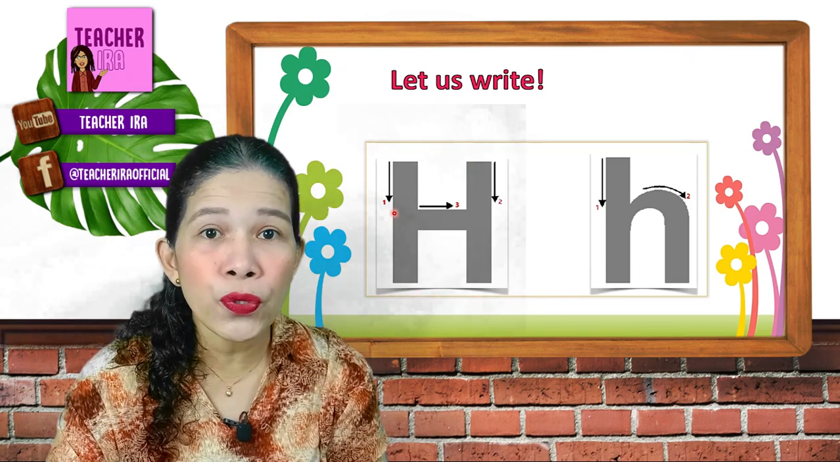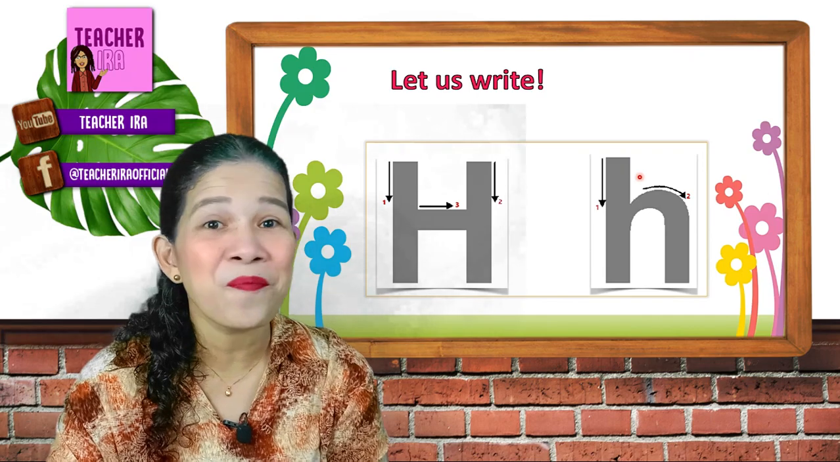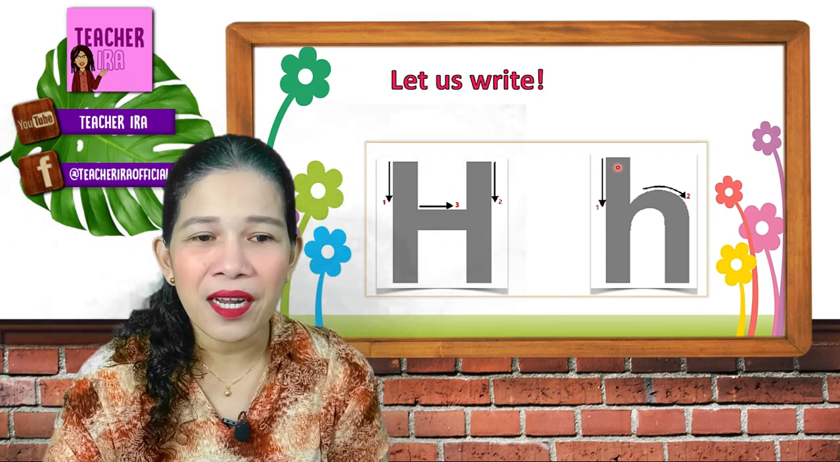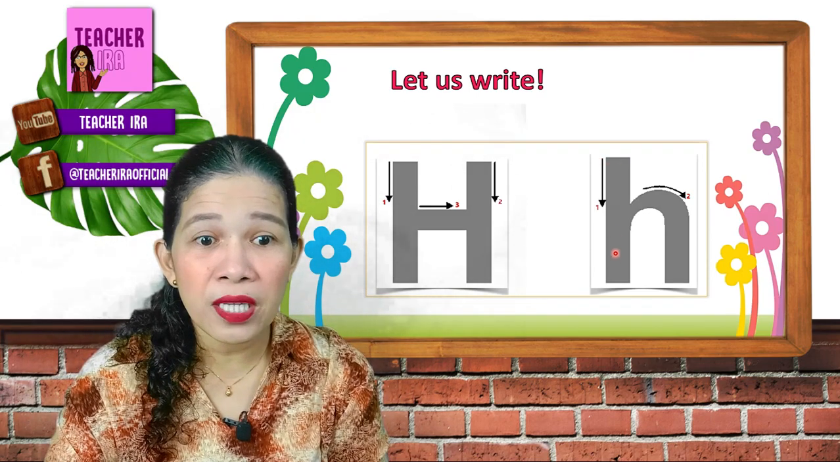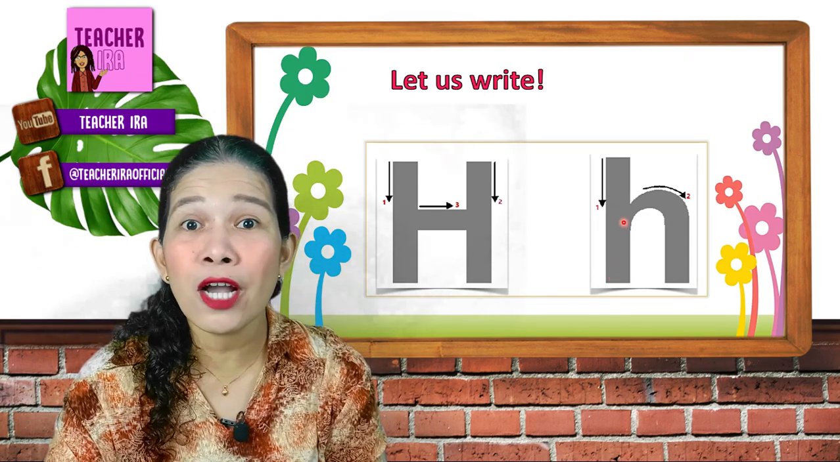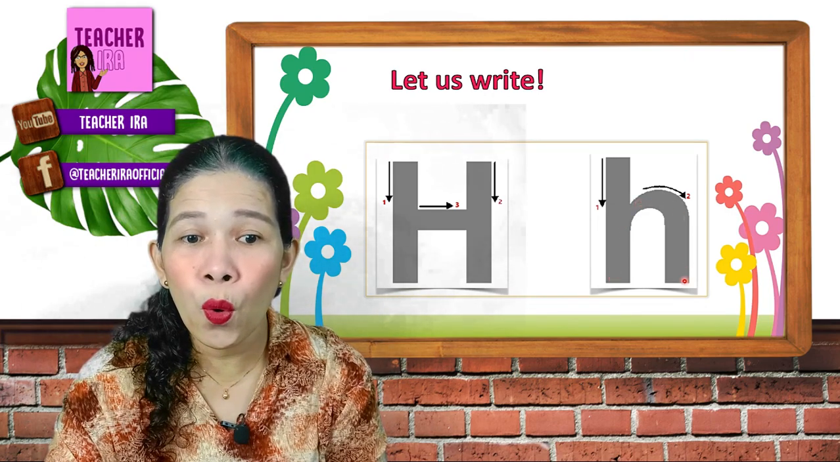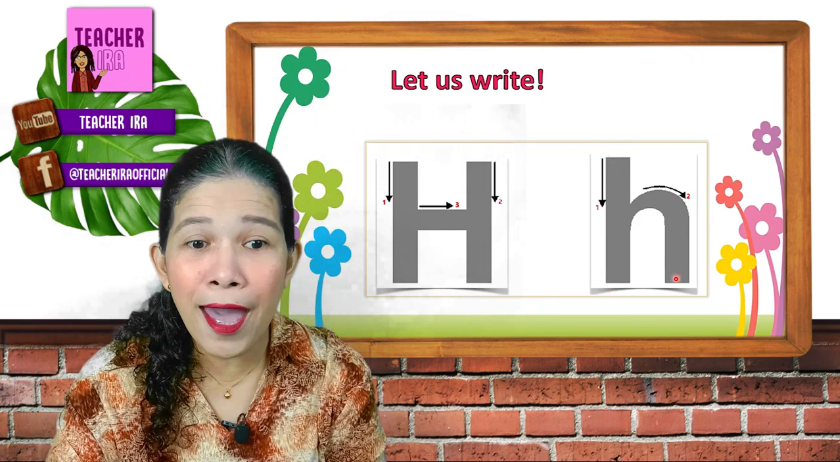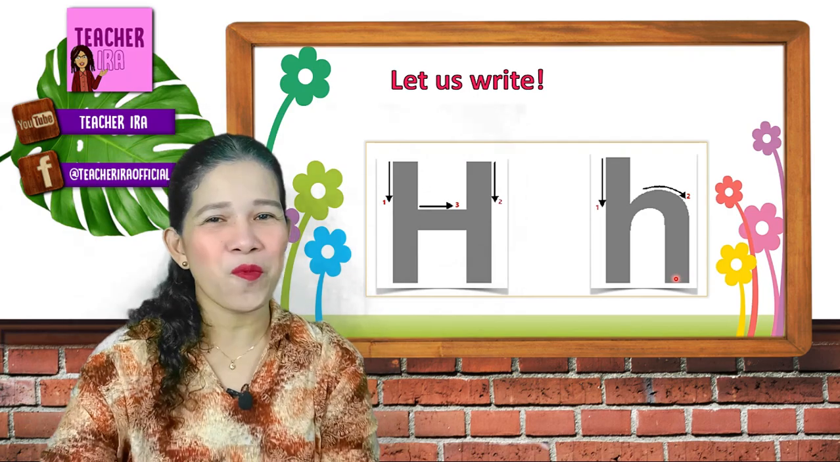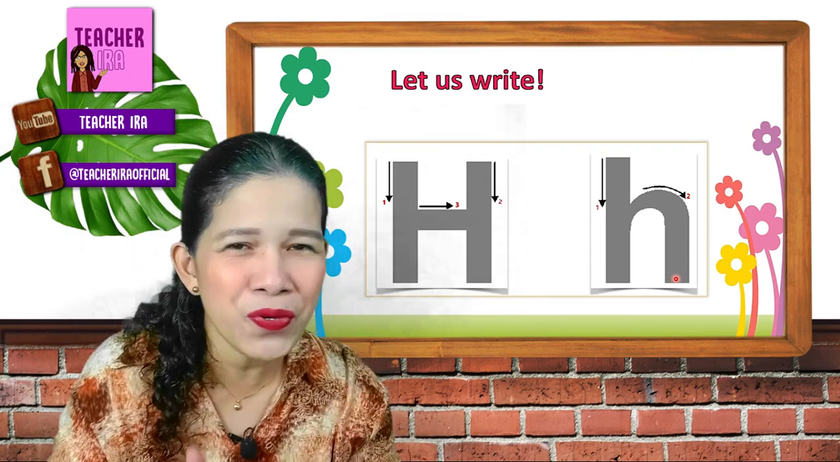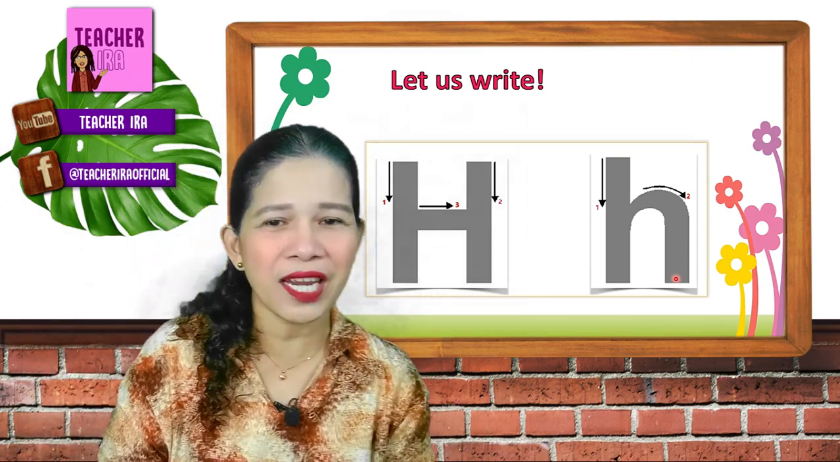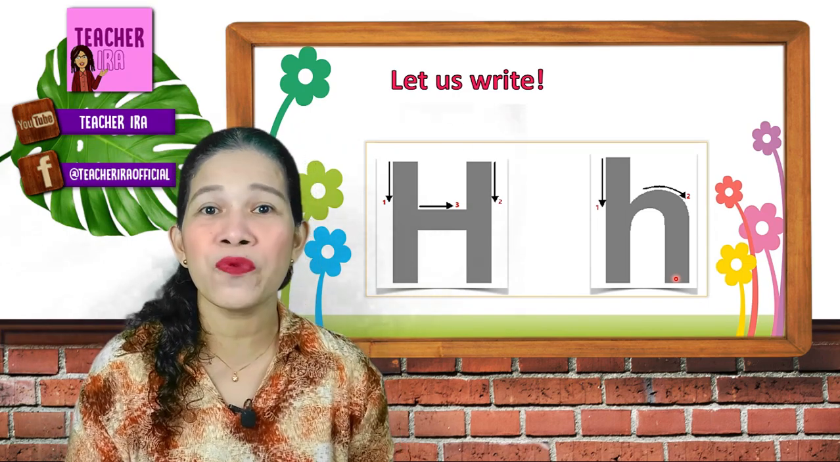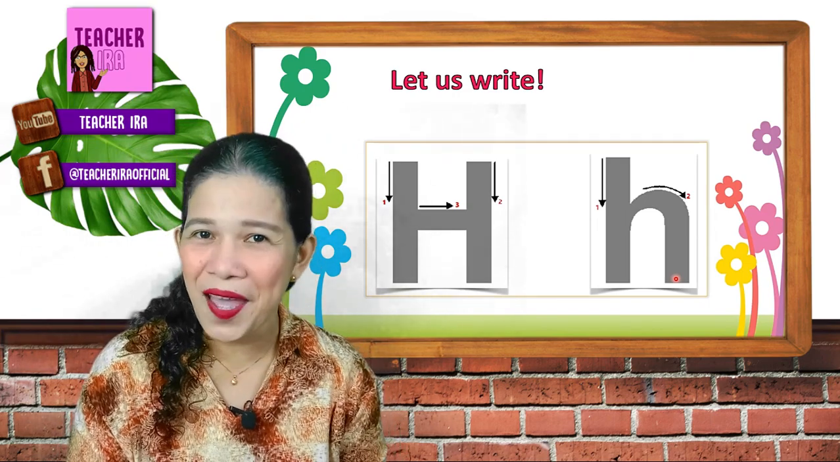1, 2, and 3. How about the small one? Okay, a vertical line going down, whoop, and a curved line. Whoop. One more time. 1 and 2. Wow! You are all great, children. I know that you were able to write the big and small letter H.